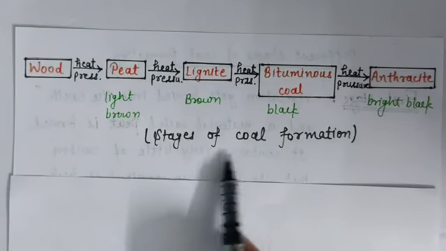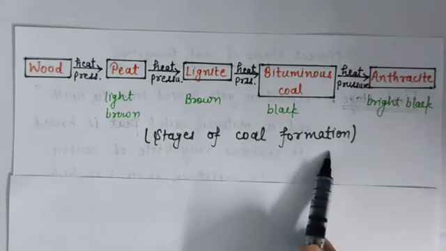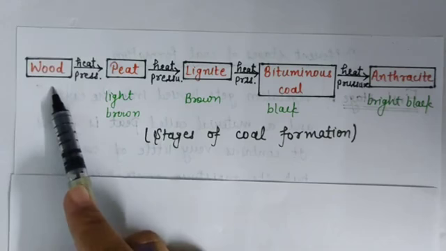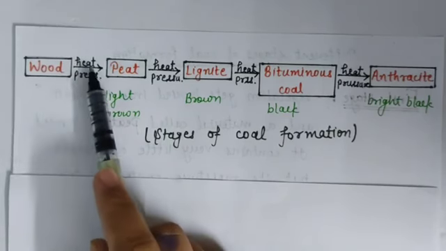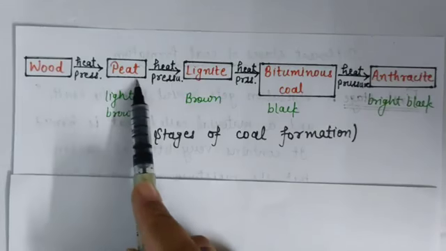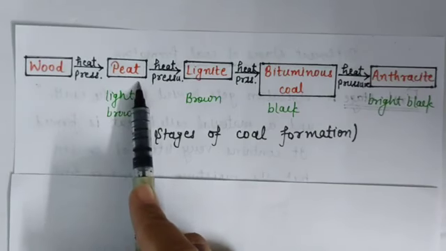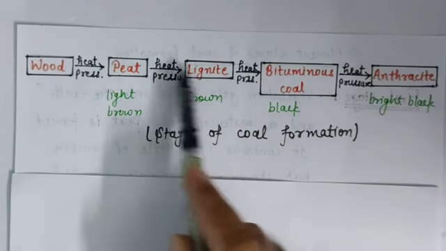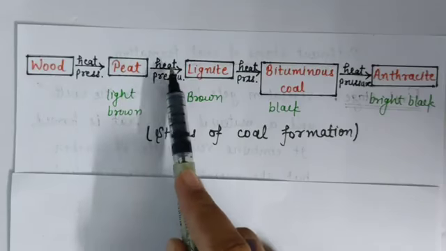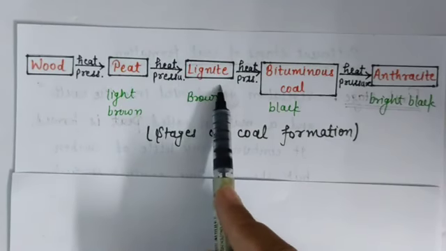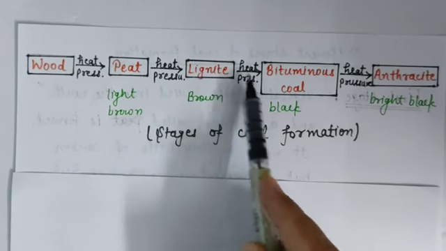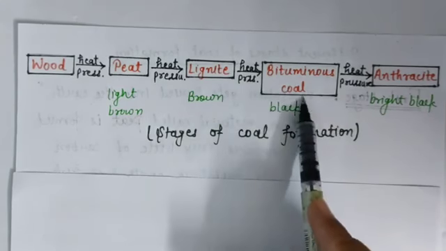This is a flowchart showing the stages of coal formation. First, dead plants like wood get buried into the earth, and due to heat and pressure they change into peat. What is peat? It is an accumulation of partially decayed leaves and branches, etc. Then peat changes into lignite, when the peat is compressed due to heat and pressure. And when lignite is further compressed, bituminous coal is formed.